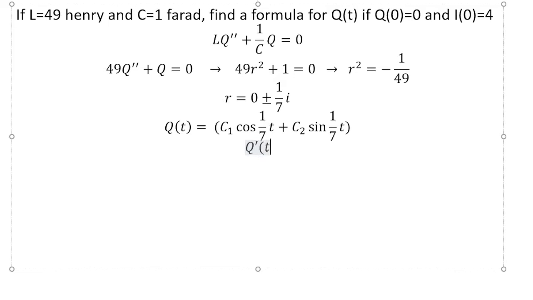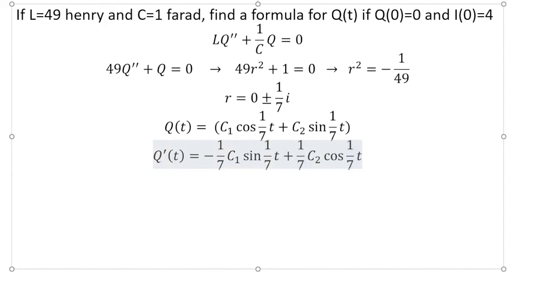Q prime of t would be just a simple application of the chain rule. Cosine differentiates to negative sine, and this 1/7 comes in front, so you have -1/7 times c1 sine 1/7 t plus 1/7 c2 times cosine 1/7 t. Okay, and now we apply the initial conditions.